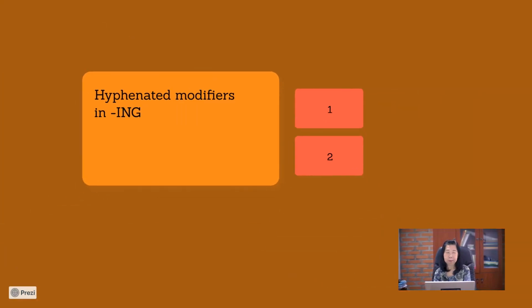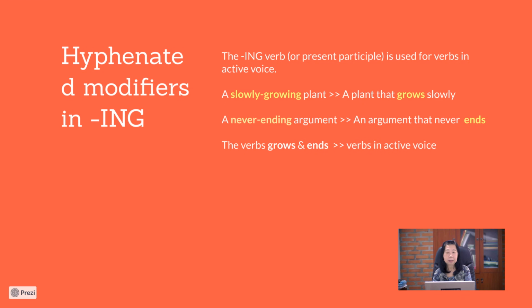The ing verb, or we call it present participle, is used for verbs in active voice. A slowly growing plant, you see here, a plant that grows slowly. A never-ending argument, an argument that never ends. Now, grows and ends, these 2 verbs are in active voice.